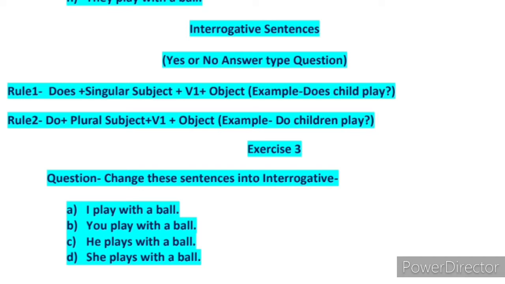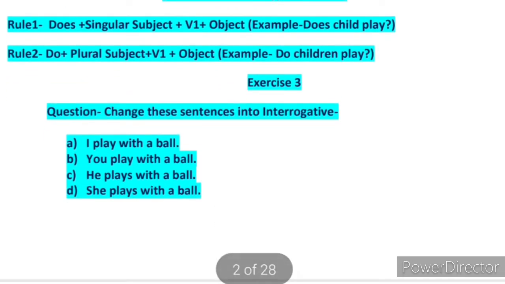Then rule 2, do plus plural subject plus v1 plus object. For example, do children play? So here do and does will be placed first of all in the beginning. And now we will solve this exercise: change these sentences into interrogative sentences, yes or no answer type.